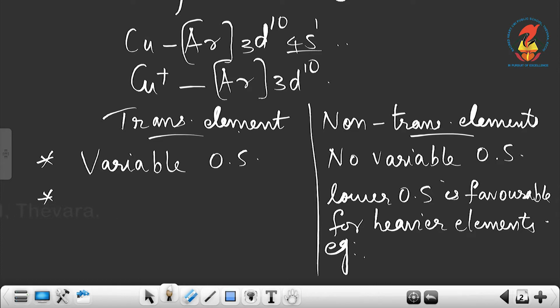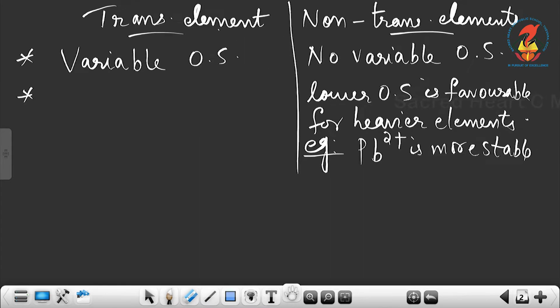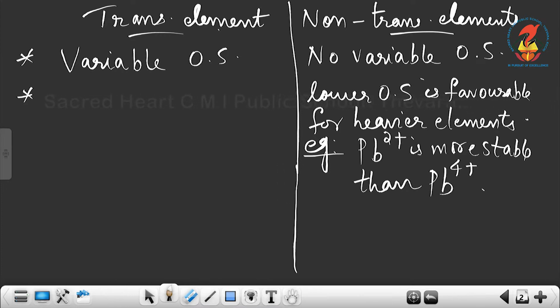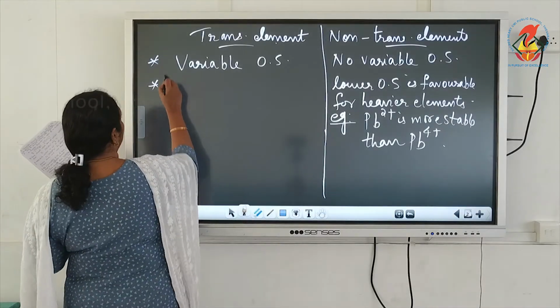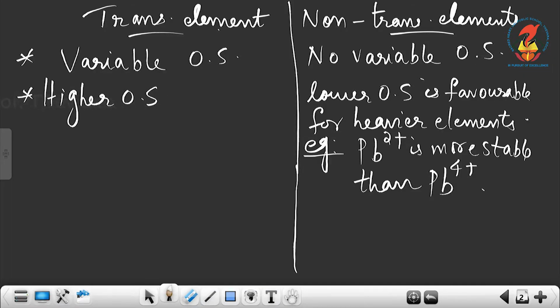Now for example, we know lead. Lead can show Pb2+ and Pb4+, but Pb2+ is more stable than Pb4+, because lead is the heavier element, the last element of the group. Now when you compare the transition elements, for transition elements the higher oxidation state is favorable for heavier elements. So for transition elements we can write: higher oxidation state is stable for heavier elements.